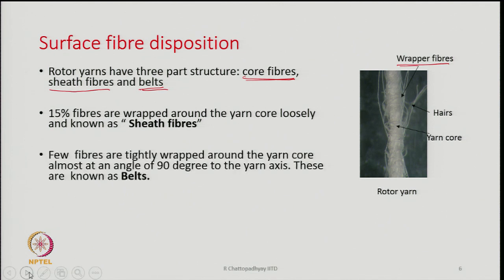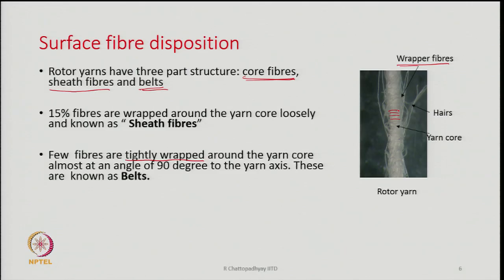Then there are some fibers which are tightly wrapped around the yarn core, and they are usually placed at an angle of 90 degrees with respect to the yarn axis. You can see some fibers which are here like this. They are placed at 90 degrees with respect to the yarn axis, and we can see that they are tightly wrapping the core as if it is a belt. So, they are known as belt fibers. So, they are also wrapping. The only difference is that they are tightly wrapping the core, while the sheath fibers are loosely wrapping the core.